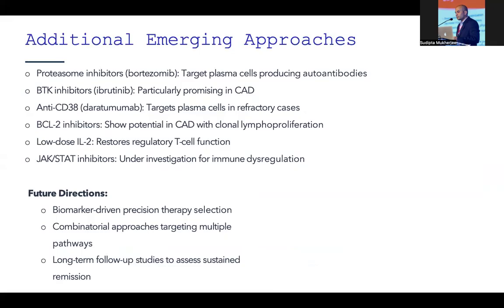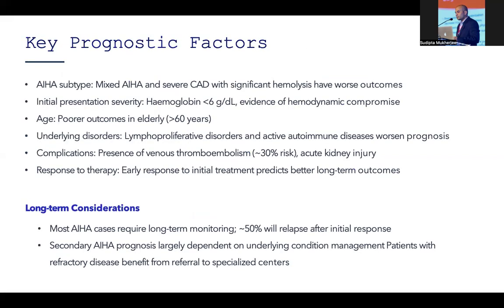There are other additional emerging approaches, like proteasome inhibitors, BTK inhibitors like ibrutinib, anti-CD38 like daratumumab, BCL2 inhibitors, low-dose interleukin-2, and JAK-STAT inhibitors. Future direction: it may be helpful if you can develop biomarker-driven precision therapy, combinational therapy for targeting multiple pathways, and long-term follow-up in these patients to assess or diagnose early remission.